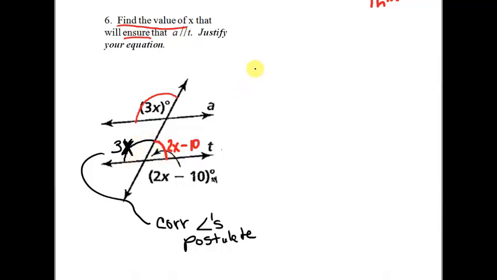So let's write that as our equation. We're going to have 3x plus this second angle of 2x minus 10, and that needs to equal a total of 180 degrees. I hope you see that. Let me show it again with this highlighter. See how this full angle right here is 180.